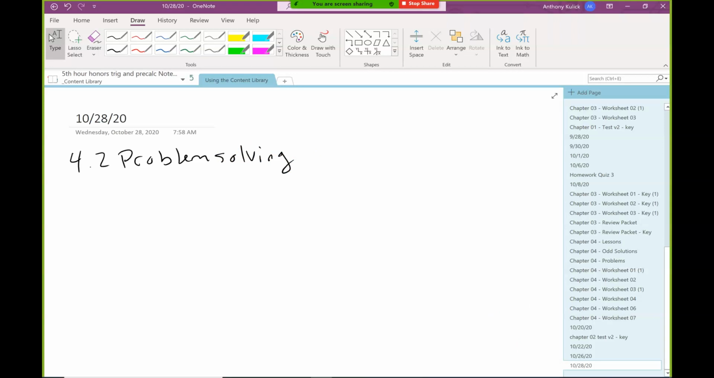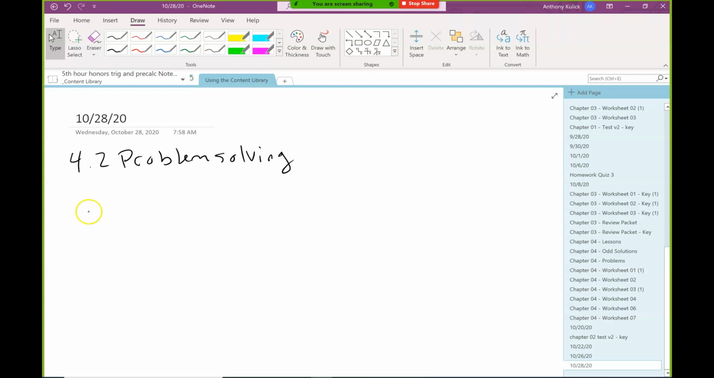So section 4.2 is titled Problem Solving. And when we say problem solving, what we really mean is doing story problems, for lack of a better word. The biggest thing with story problems, in this section and really in general, is being able to draw a useful picture to describe the situation that's happening. So that'll be of particular importance to us here.